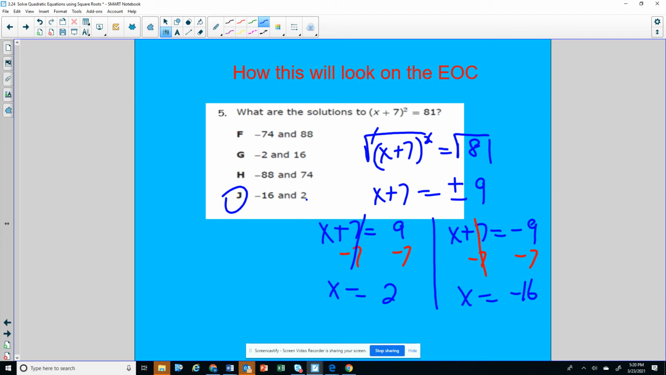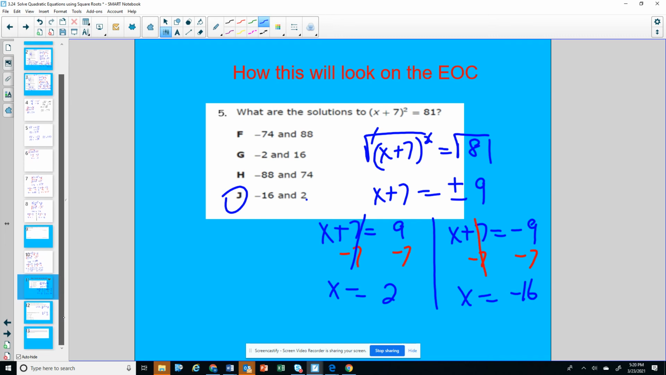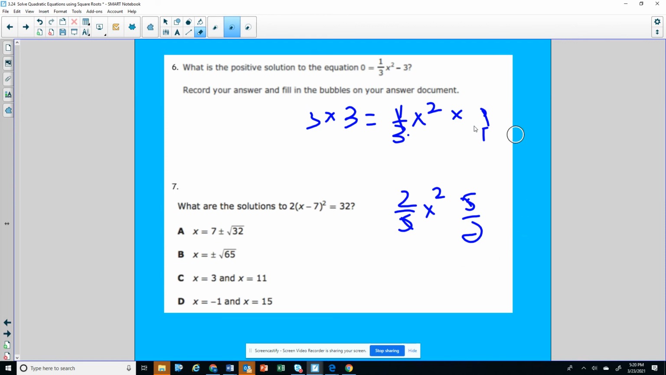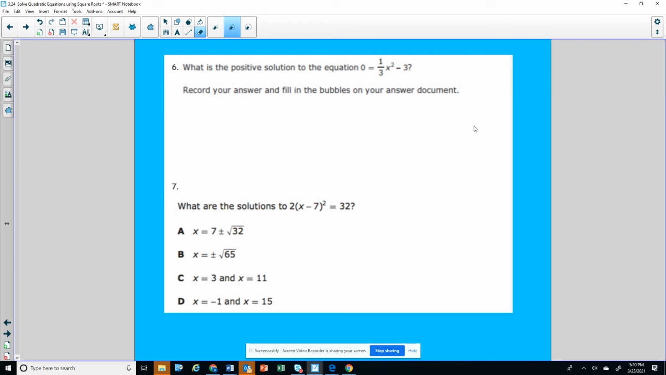All right. Okay, let's see what else we have here. Okay, let's clean this up for a second. Okay, here, same thing. What is a positive solution to the equation? All right. So remember, there's going to be two answers. One is going to be positive, one's going to be negative. So let's see which one is going to be the positive one. So we're going to apply the same principle. We're going to isolate the x squared term and take the square root.